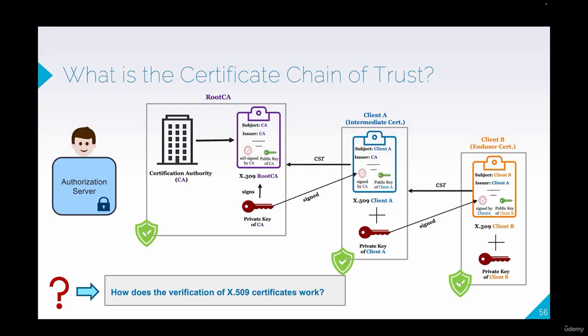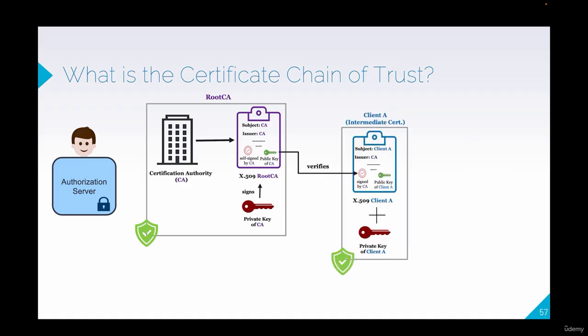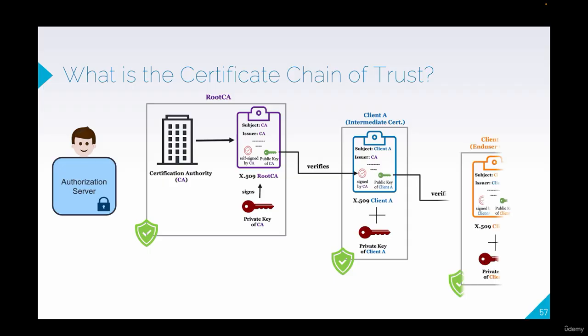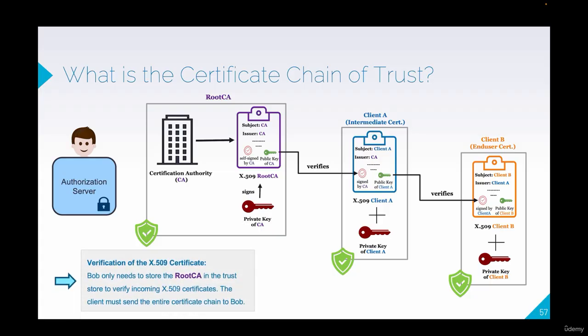Before we move on, let's touch on how X509 certificate verification works, because this is crucial for understanding how the authorization server checks certificates. The root certificate authority can verify client A's certificate using its public key, because client A's certificate was signed by the root certificate authority's private key. Similarly, client A can verify client B's certificate using its public key, because client B's certificate was signed by client A's private key. So for the verification of an X509 certificate, the authorization server only needs to store the root CA in its trusted store to verify incoming certificates. The client must send the entire certificate chain to the authorization server for successful verification.